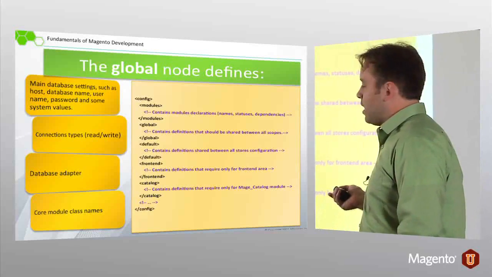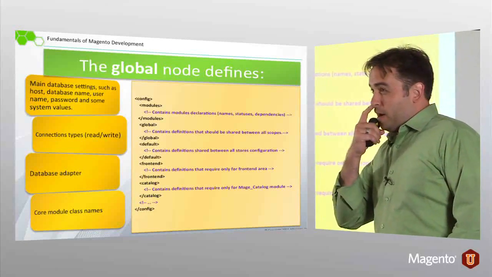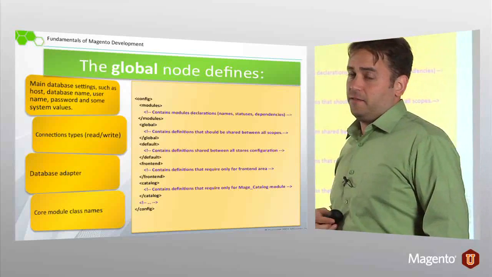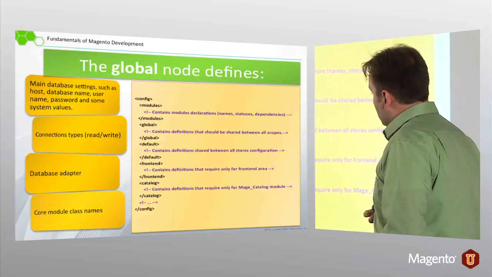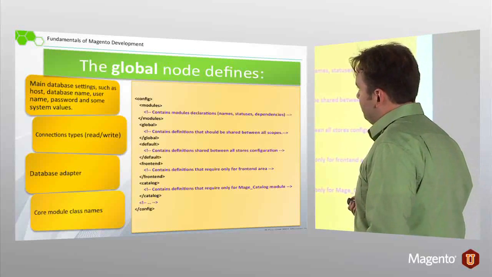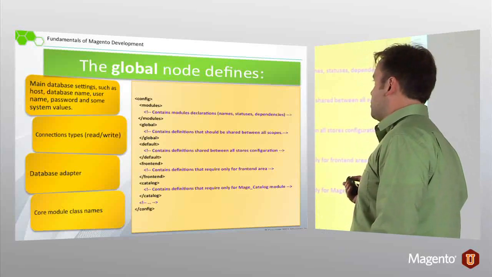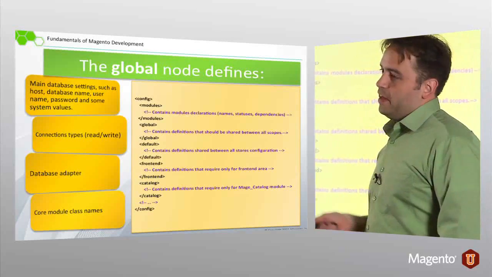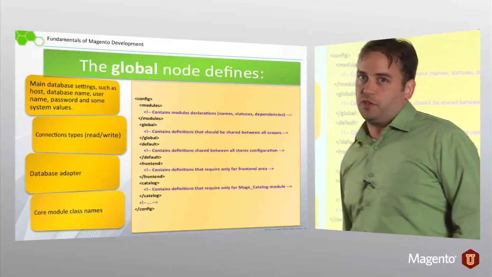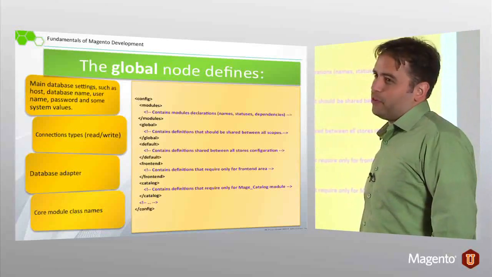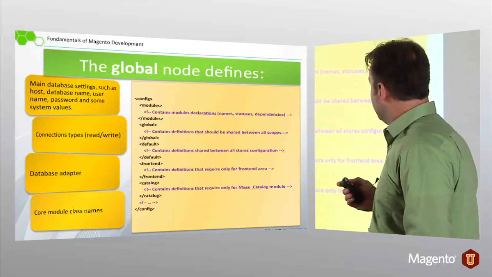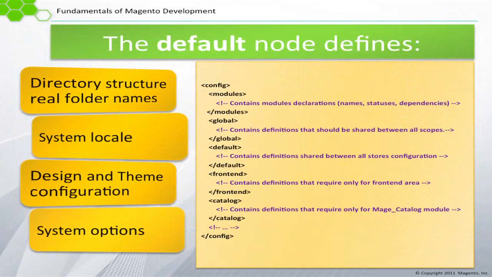Okay, the connection types, so read and write. You can find these also if you look in app/etc/config.xml. We set up different connection types, database adapters, and then also some of the core module class names are configured. I think they're actually there, but they're not necessary. Anyway, a little background.